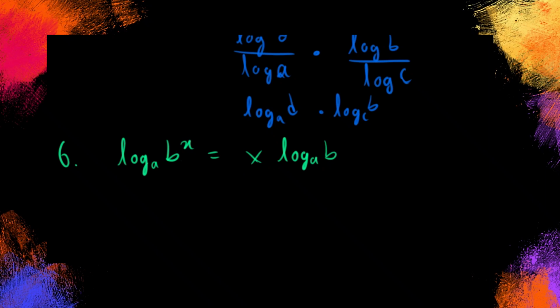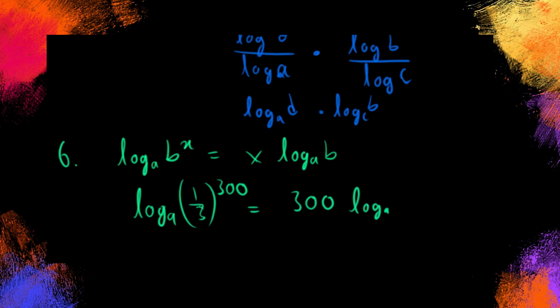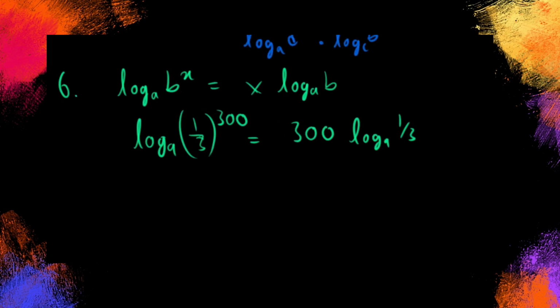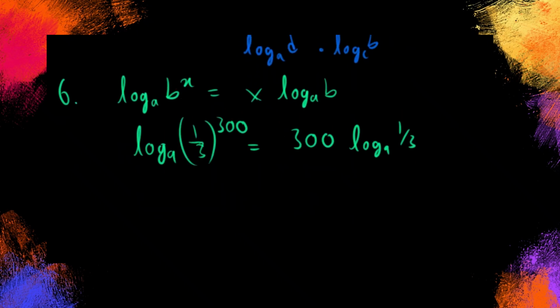But we can do a practice problem. For instance, suppose we have log base 9 of (1/3) to the power 300. Now, you don't really want to have to calculate 3 to the power 300 for that denominator here. And let me just clarify that this is a 3. So what we can do is turn this into 300 times log base 9 of 1/3. However, we can actually go a step further.